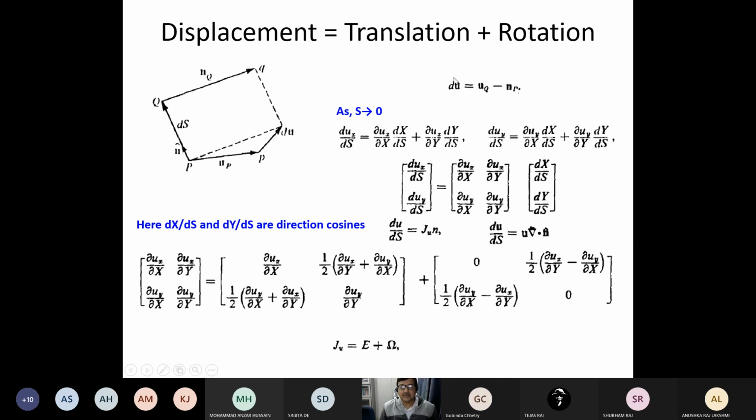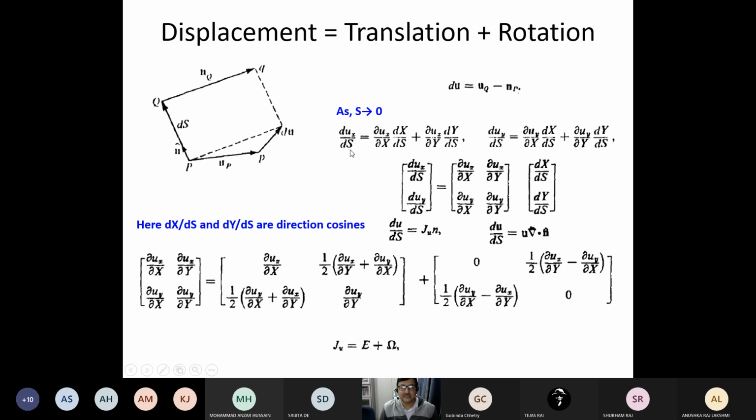So what is the motion? Motion du is what? UQ minus UP. UP is this, and UQ is this. So you can see that this is the U vector, this is the P vector. UQ minus UP leads to the motion, right? And as s tends to 0, that means you are trying to go for a differential.